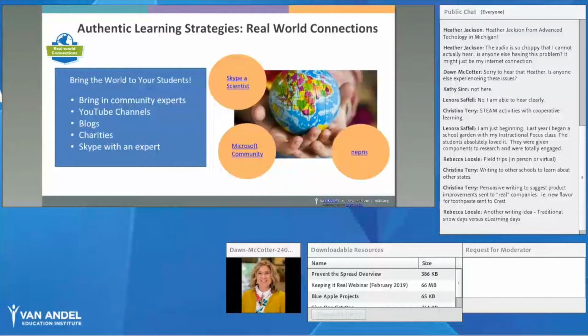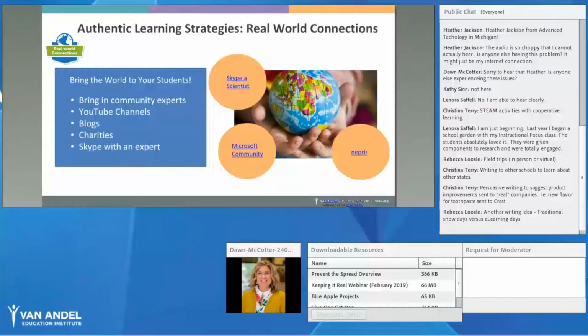So I put three resources there for you, links there, of some possible suggestions for bringing experts into your classroom virtually. There's Skype with a Scientist, and for this you just fill out a form and talk about what your needs are, and they'll match you up with a scientist to Skype in your classroom. It's pretty neat. Microsoft Community is a free community that offers educational experiences, including virtual field trips, talks from guest speakers, classroom-to-classroom connection, and other opportunities that way as well. So this is also great for collaboration, too.